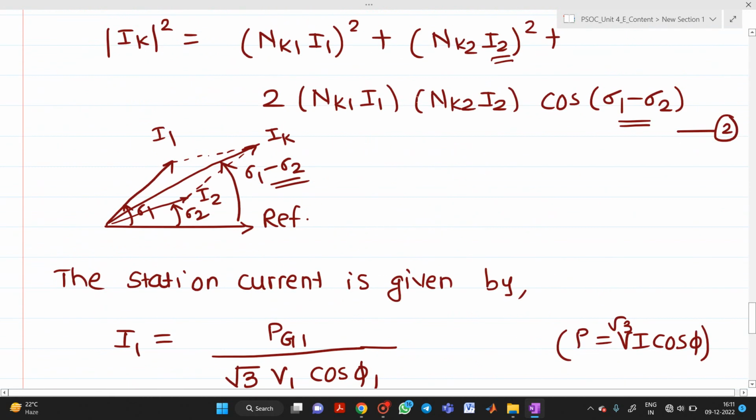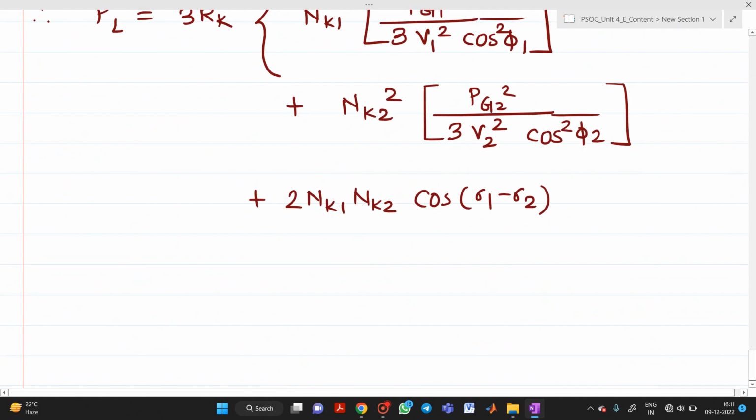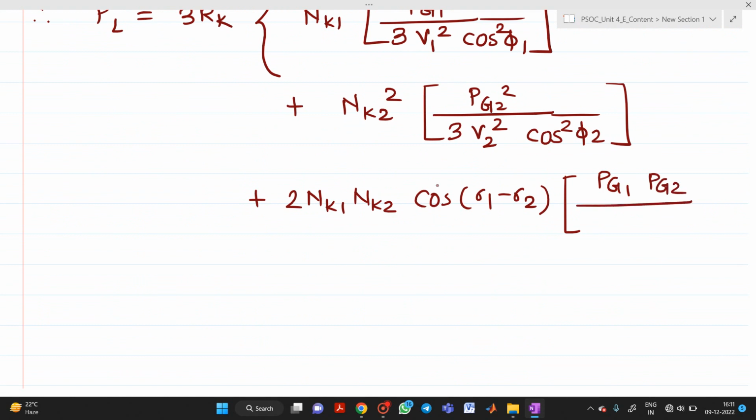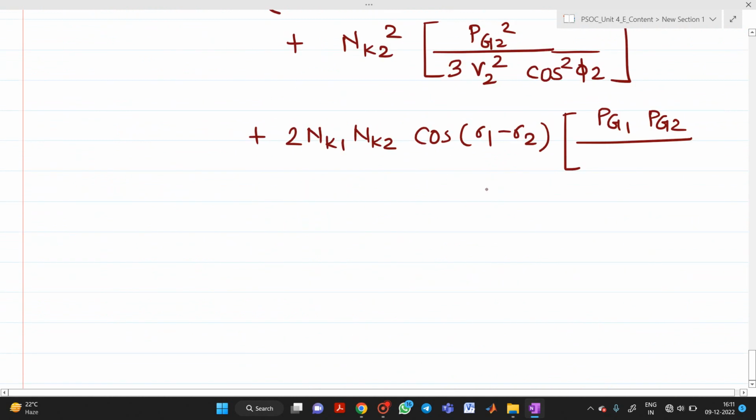And where here you see I1 into I2 is there. I1 you know, I2 you know the value. So how can we write it? I1 into I2 is Pg1 into Pg2, and root 3 into root 3 will be 3 V1 V2 cos phi 1 and cos phi 2. So this will be equal to 3 into V1 into V2 into cos phi 1 into cos phi 2. Bracket complete, and this bracket is also complete.